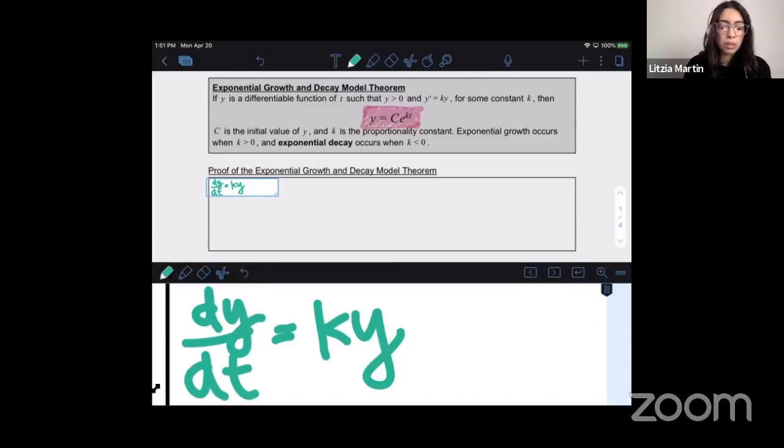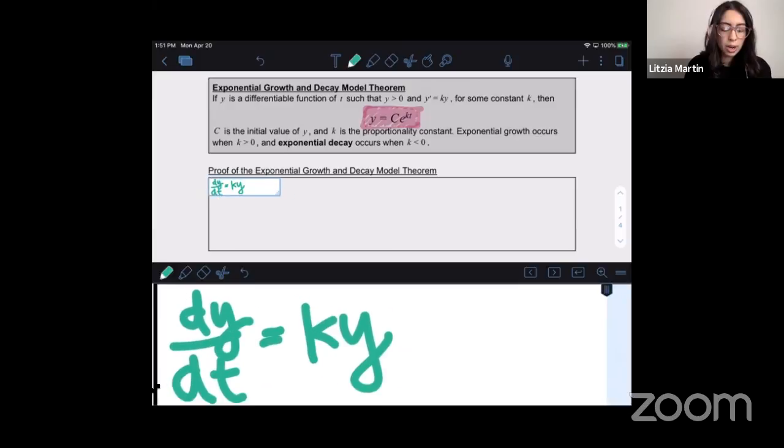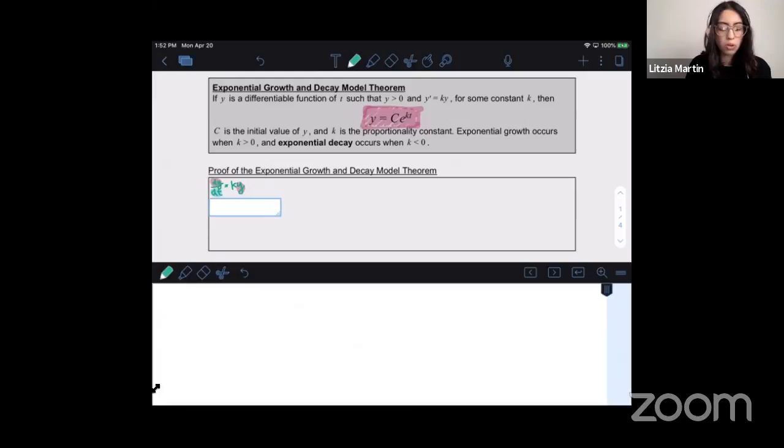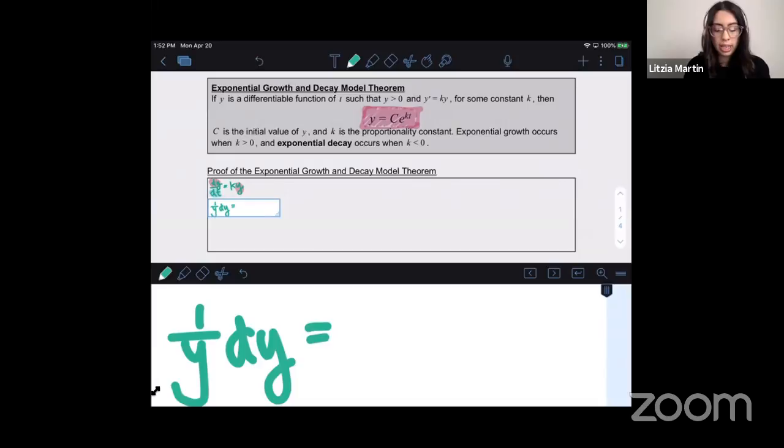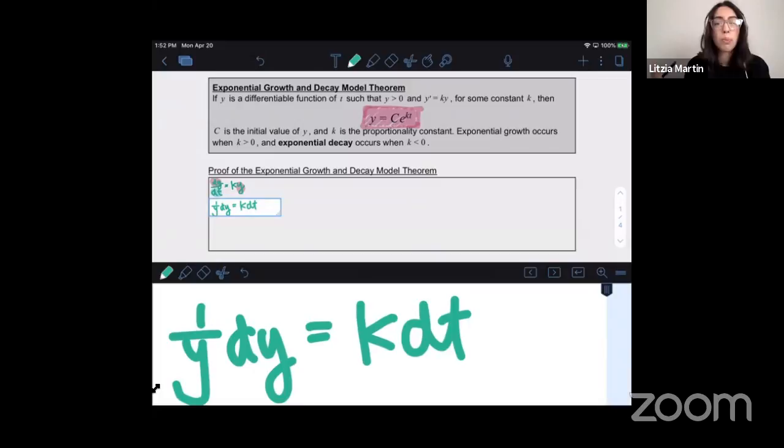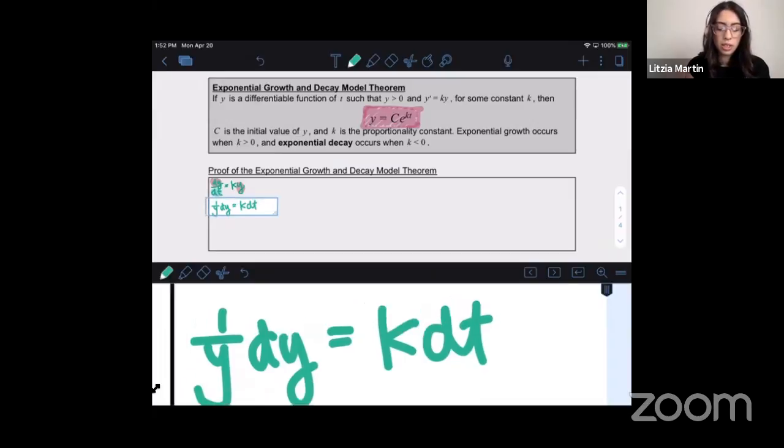So what I'm going to do is, I have dy on this side, so I'm going to get this y over to the other side, and the dt, I'm going to move that to the right side, and the k, I'm just going to leave it in place. So what I end up with, I have to divide by y, so I get 1 over y times dy, and then multiply by dt, so I get k times dt. So remember, k is just representing any number. So now that we've separated the variables, we can integrate.